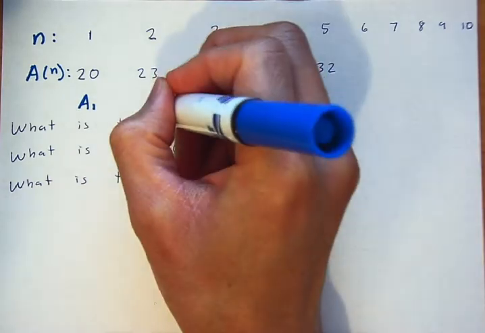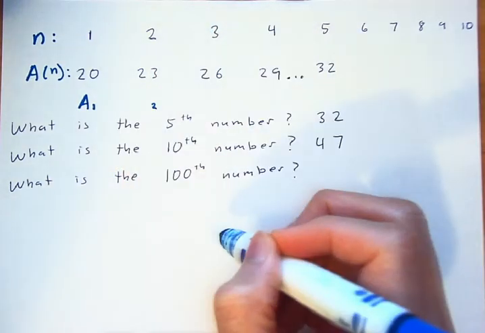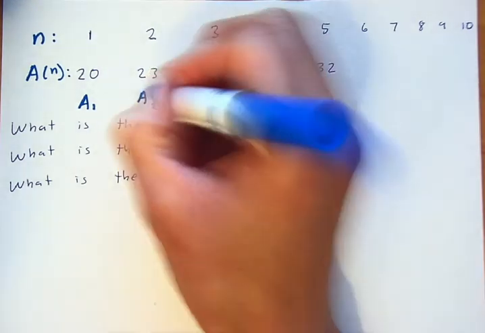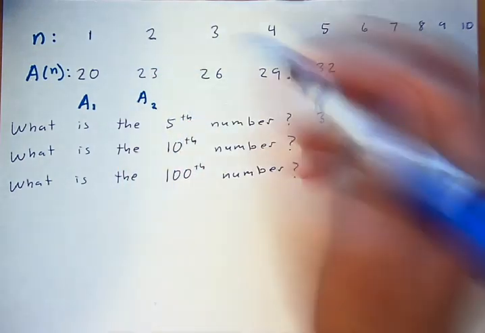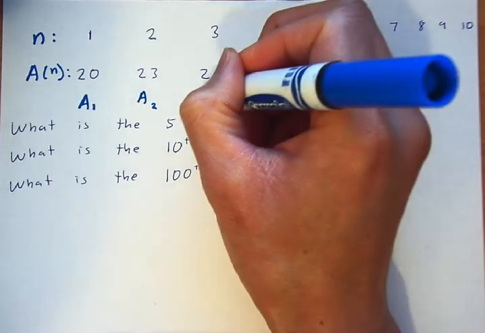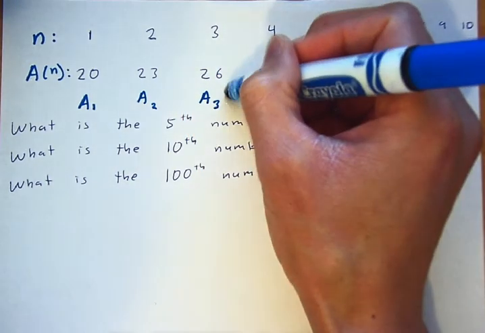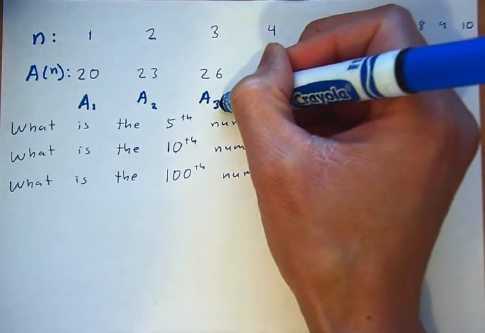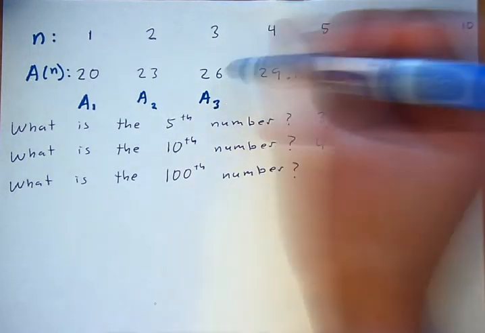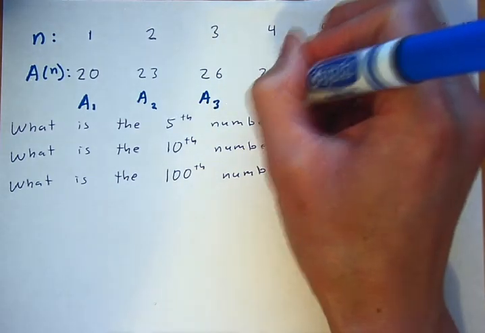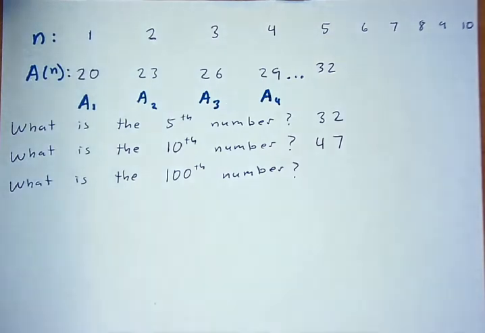For your second number, what's the a going to be? So a of 2 is 23. For your third number, what is the a? This little symbol right here means the third number, what is the a? It's 26, etc. Okay, so that's just some notation.